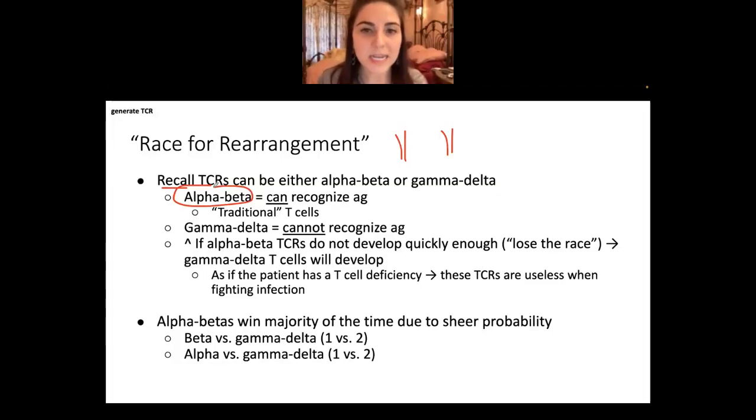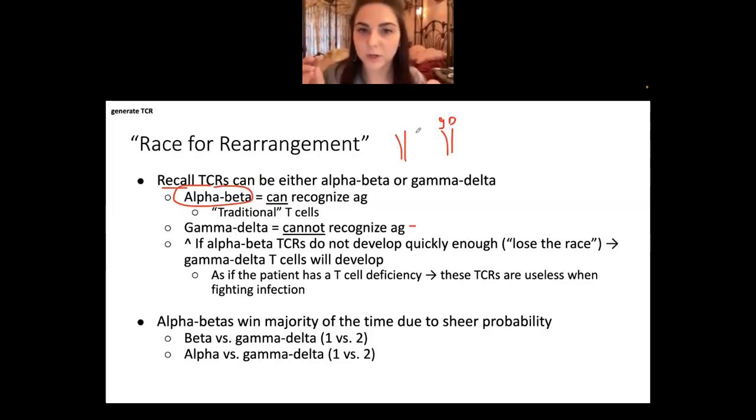But there's another type of T cell receptor that can be developed. It's called a gamma delta T cell, and it just means one of the chains is a delta chain, and the other chain is a gamma chain. The gamma delta T cell receptor, I'll write GD, is not like a normal T cell receptor. It can't recognize antigen at all. It basically is just a marker.